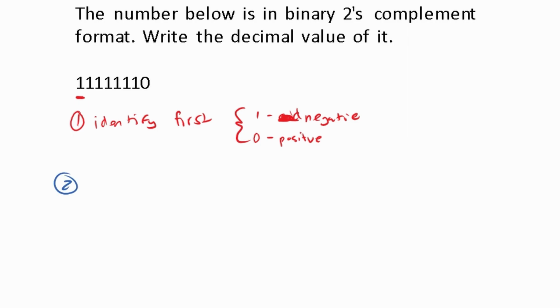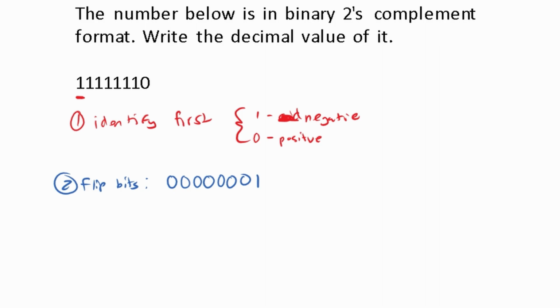Step 2 is to flip the bits. So we have all 1s and then a 0. This means that when we flip our bits, it's going to be 0, 0, 0, 0, 0, 0, 0. So we have 1, 2, 3, 4, 5, 6, 7, and then we have a last 1 here.